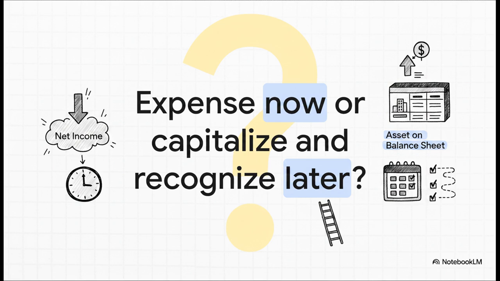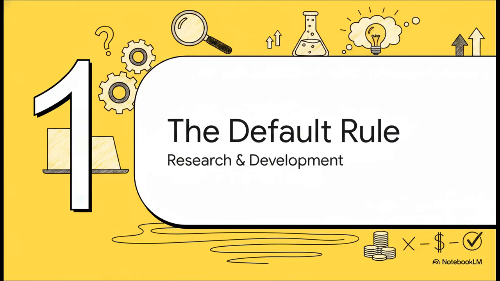Do we take the hit now and expense the cost, which immediately lowers our net income? Or do we capitalize it, turn it into an asset on the balance sheet, and then spread that expense out over future periods? Every single rule we're about to cover is just a tool to help you answer this one question. To really get a grip on this, we need a starting point, a baseline, a default setting, if you will, that you can always fall back on during the exam.